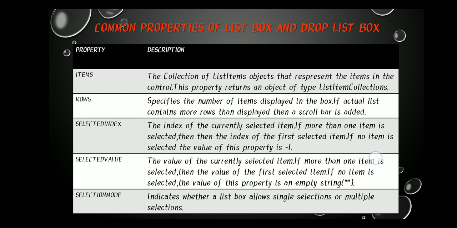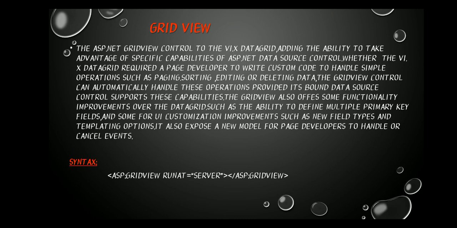Grid view. The ASP.NET GridView control replaces the v1.x DataGrid, adding the ability to take advantage of specific capabilities of ASP.NET data source controls. Whereas the v1.x DataGrid required a page developer to write custom code to handle simple operations such as paging, sorting, editing or deleting data, the GridView control can automatically handle these operations, provided its bound source control supports these capabilities.